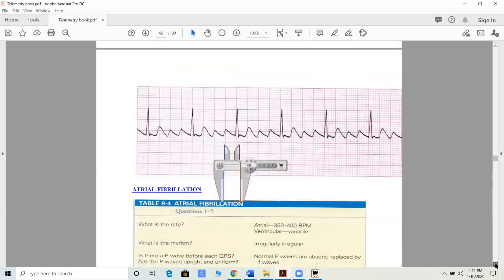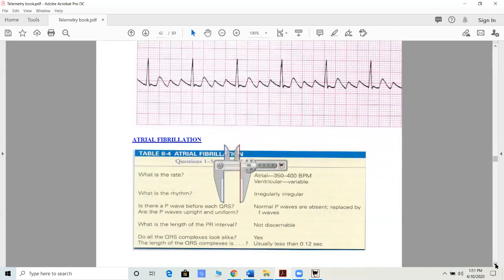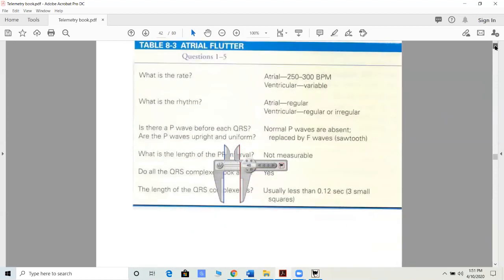Okay. This is a little bit better, in the sense that this is atrial flutter. And how I diagnose this between atrial fibrillation, because atrial flutter is here, guys.